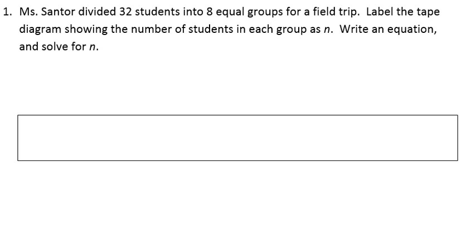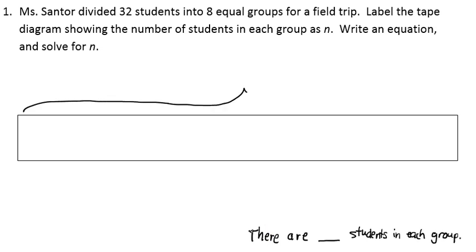I'm going to start by writing an answer statement to the question with a blank where the answer belongs. So it's asking us how many students are in each group. So I will say there are blank students in each group. Well, the tape represents the entire group of students, so we'll show that our total is 32 students.